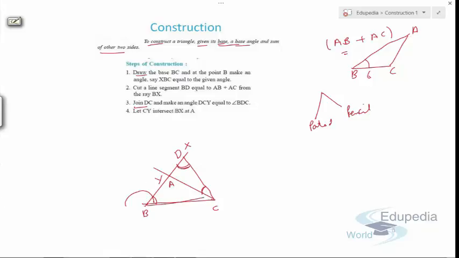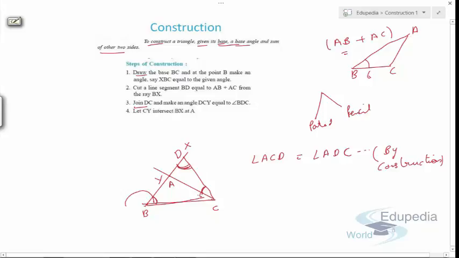Now, the next step is we need to justify the construction we have done so far. We can say that angle ACD is equal to angle ADC, means this angle equals this angle we have drawn, we can say by construction, right? Then we can say that AC equals AD, means this side equals this side. Why? Because opposite angles are equal. We can say that AC equals AD. Why?